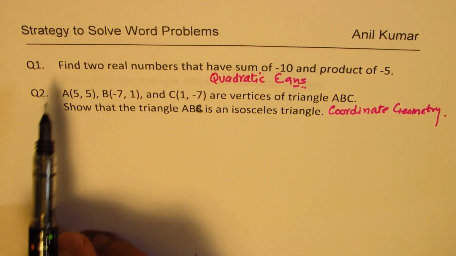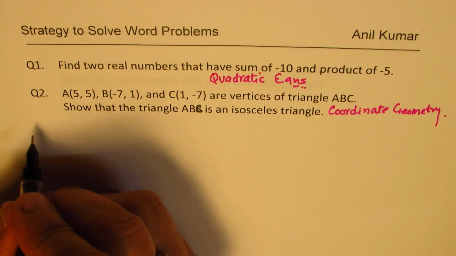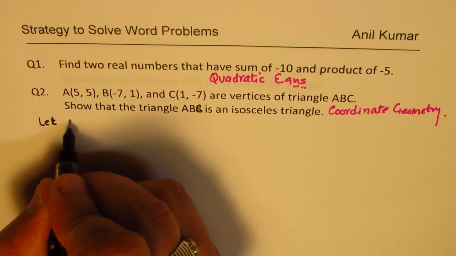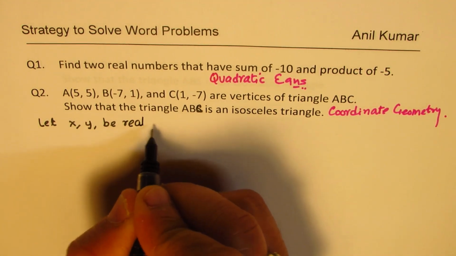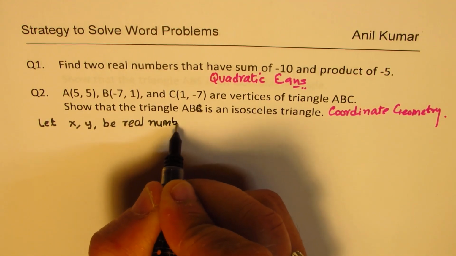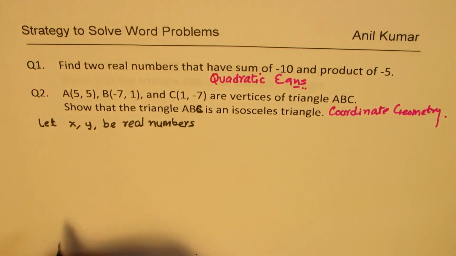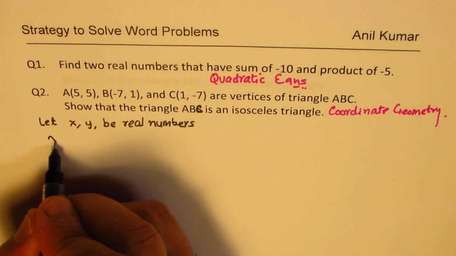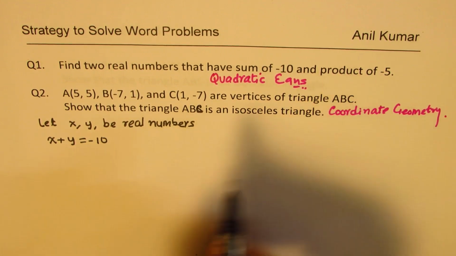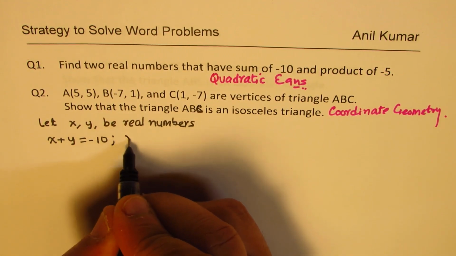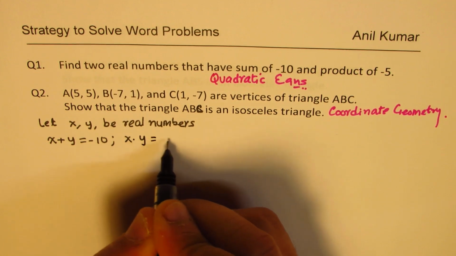The first one. Two real numbers means let x and y be real numbers. Right, that's how we'll go about. Sum is minus 10. That means x plus y equals minus 10. Product is minus 5. That means x times y is minus 5.